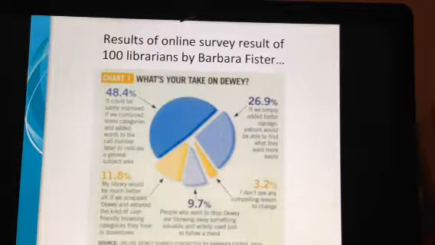In 2009, Barbara Pfister sent a survey to librarians. It was all online. Over 100 librarians responded. And she asked what the librarians felt about Dewey and what their impressions were of their patrons' feelings on Dewey. And this is what she came up with or discovered through that survey. The numbers are pretty dramatic. Almost half felt that it could be vastly improved. And then a small percentage, only 3.2, thinks it's just right the way it is.